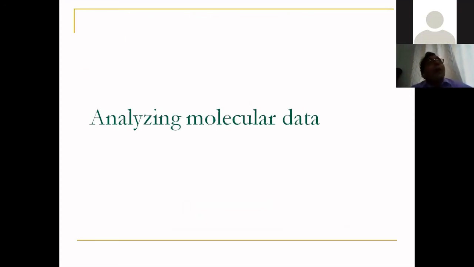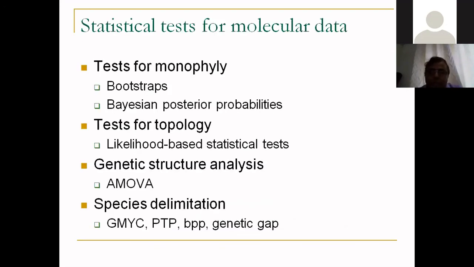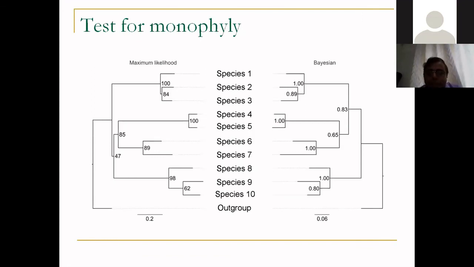Okay. Now I'll quickly go through, I'm a bit sorry, I've taken slightly more time, but I'll rapidly go through how to analyze molecular data, where again we can use statistical methods. So we can have tests of monophyly, through which we can run bootstrapping and Bayesian posterior probabilities. We can do tests of topology, genetic structure analysis, and species delimitation.